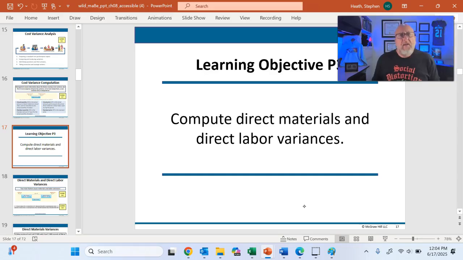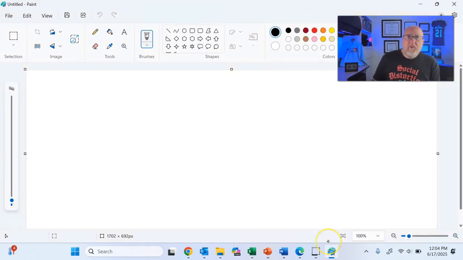Brutal. Okay, slide 17, compute direct material cost and efficiency variance. And then we're going to do the same thing for labor cost and efficiency variance. And what I think I want to do is just belabor the same points over and over and over again.